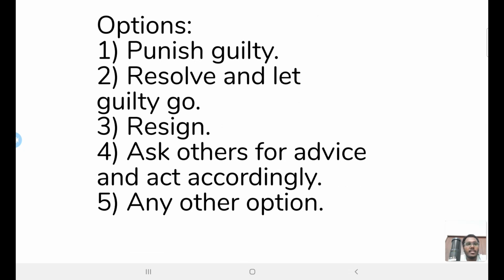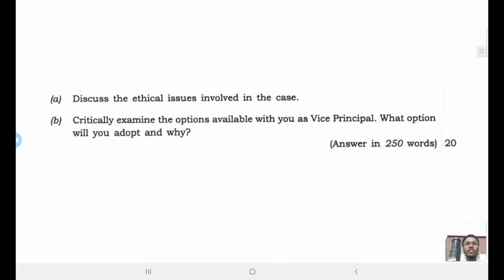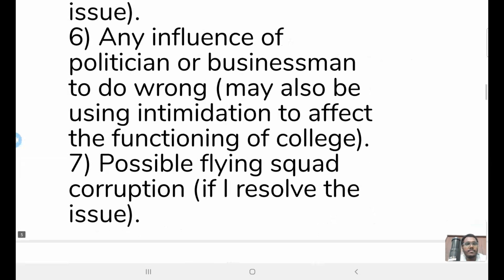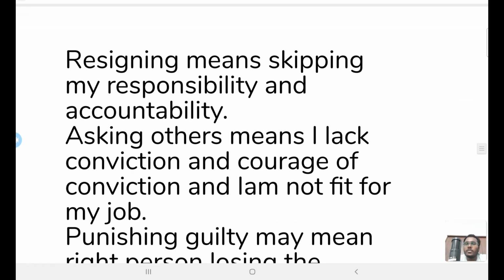So again in the question it is asked to critically examine. So we have to criticize these options. So let's see. Resigning means again skipping responsibility and accountability. So that's the option we will never adopt. Asking others means I lack courage of conviction, and I'm not fit for the job. So it means that I don't know what to do, or even if I do, I do not have the courage to do the right thing, and you're directly saying that I'm not fit for my job, so you won't choose this option as well.